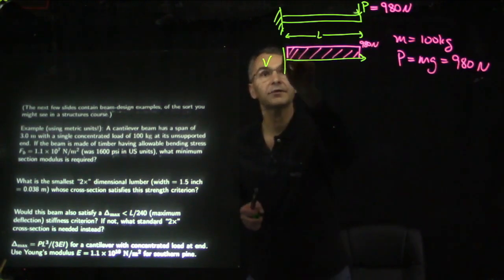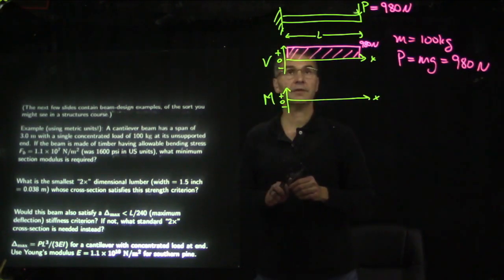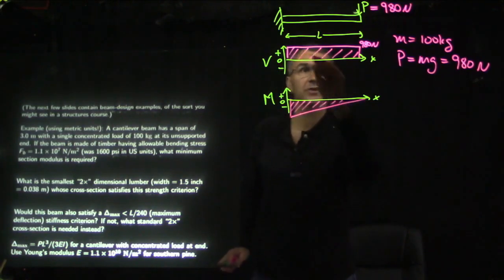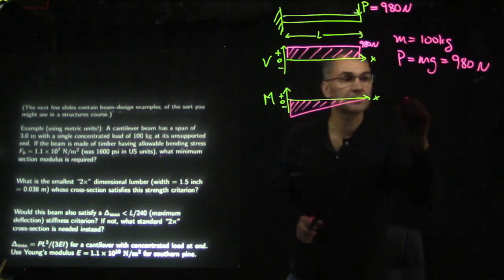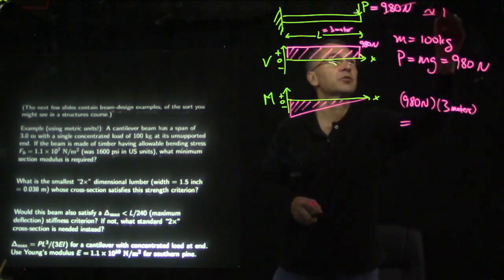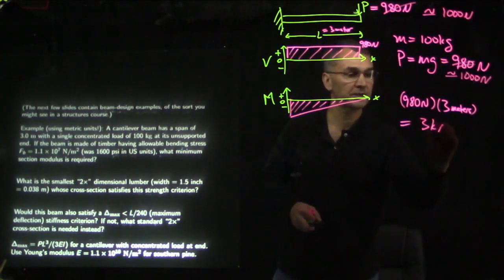Then we have the M diagram, and it's negative, and it has to come back to 0 at the end. So it must look like this. First order curve, because this is a 0th order curve, and we have 980 newtons times 3 meters, which is approximately 1,000 newtons. This is 3 kilonewton meters.